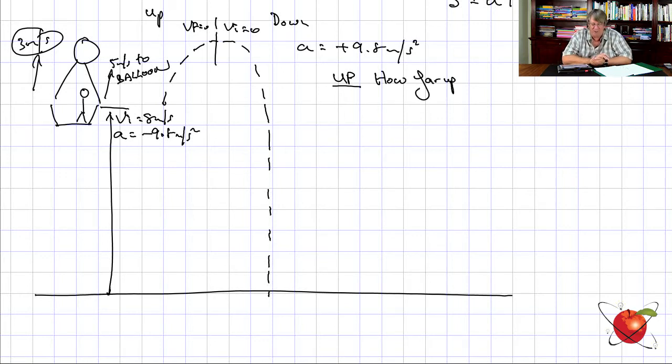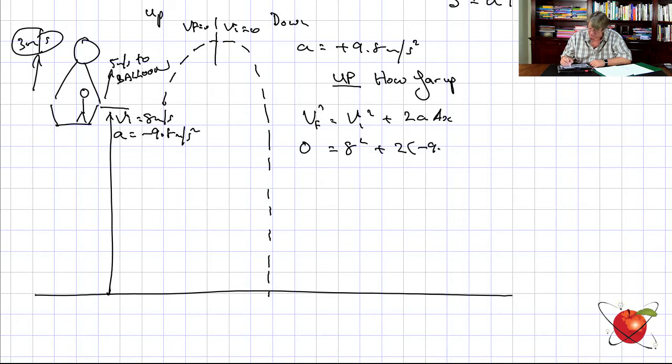How far up does it go? Well, let's see. What do I want to know? I want to know the distance up. So I say V final squared equals V initial squared plus 2a delta X. I'm only looking at up now, so V final squared is 0, equal to V initial, which is 8 squared, plus 2 times minus 9.8 times delta X.